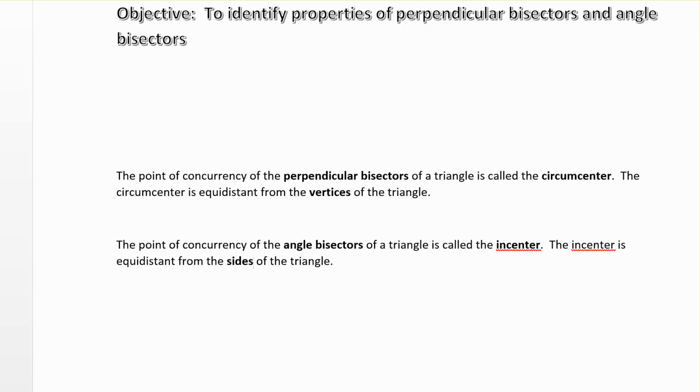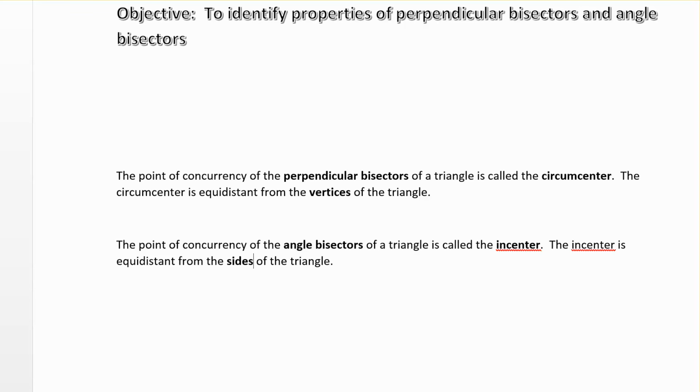So the first figures we looked at, the first bisectors were perpendicular bisectors. And we said that point of concurrency of the perpendicular bisectors of a triangle is called the circumcenter. And that circumcenter was equidistant from the three vertices of the triangle, the 3 points on the triangle. The other point of concurrency we looked at was of the angle bisectors, and that was called the incenter. And the incenter was equidistant from the 3 sides of the triangle.